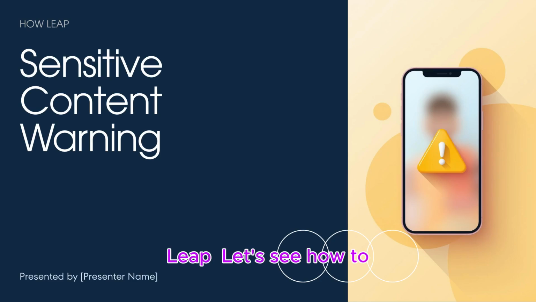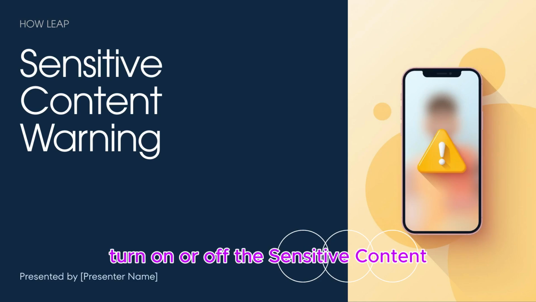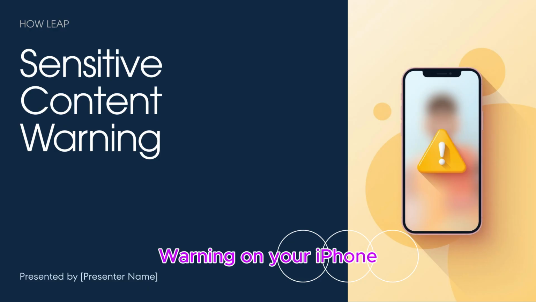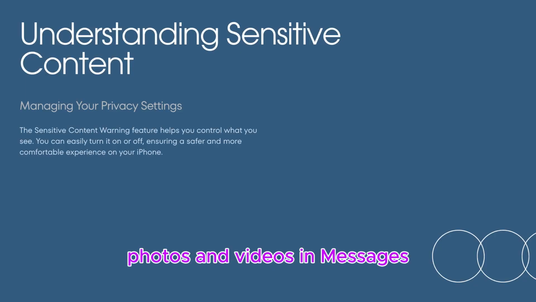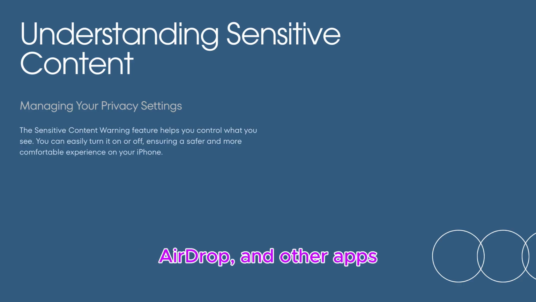You're watching How Leap. Let's see how to turn on or off the sensitive content warning on your iPhone. This feature blurs potentially sensitive photos and videos in Messages, AirDrop, and other apps.